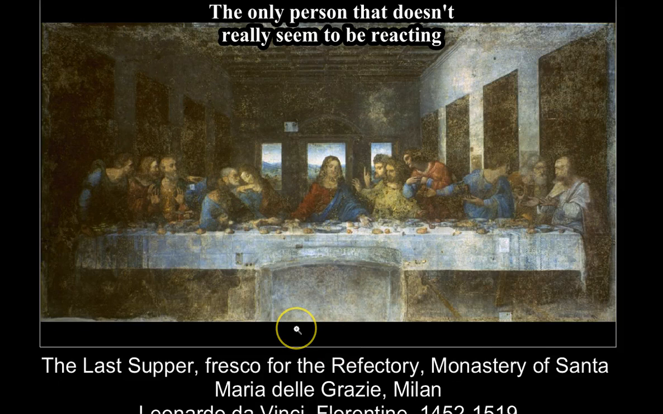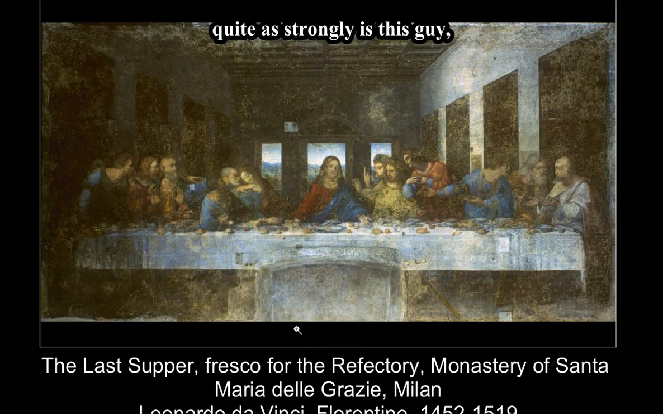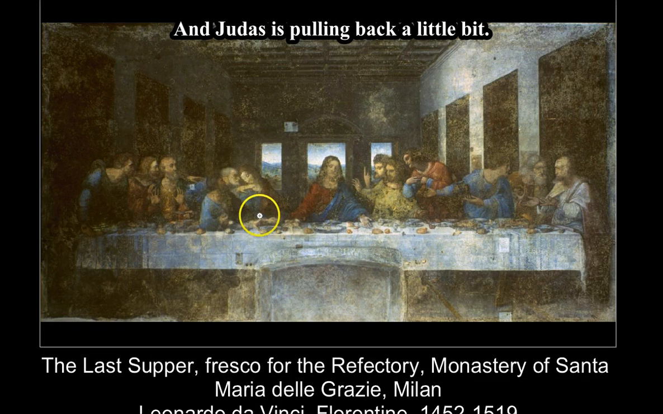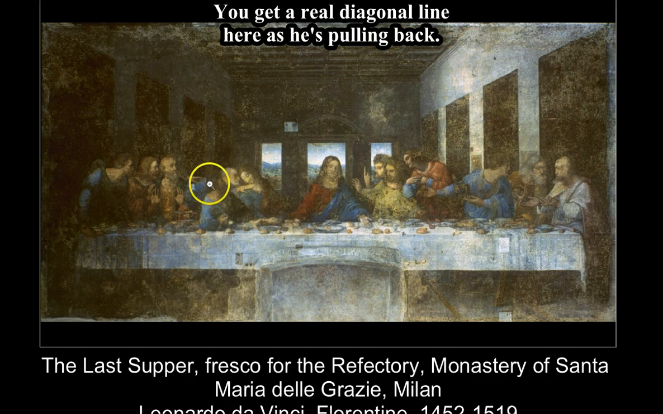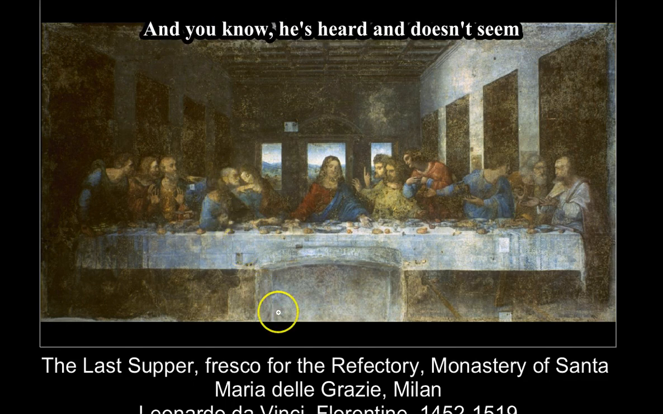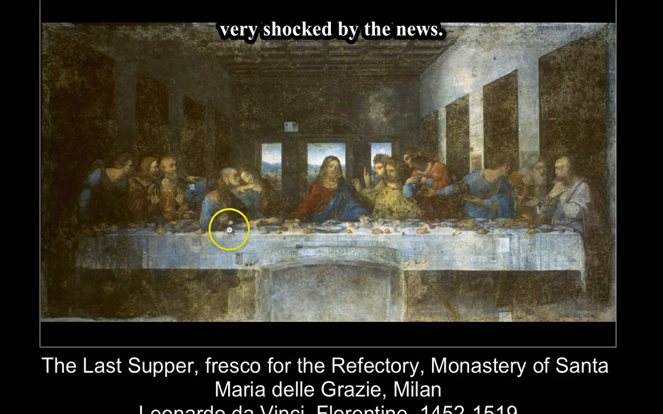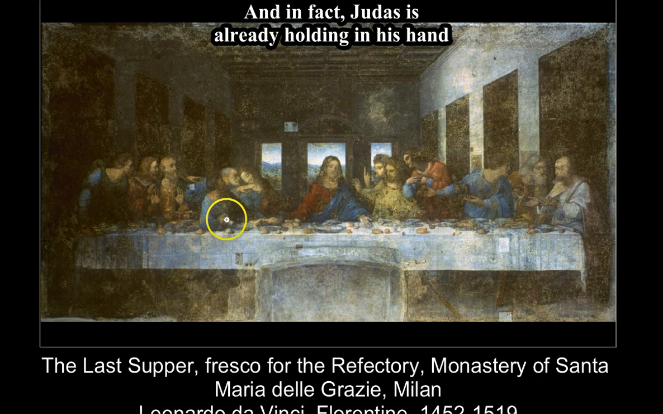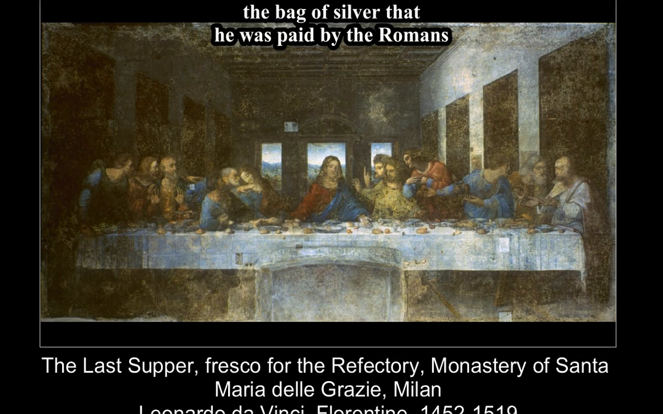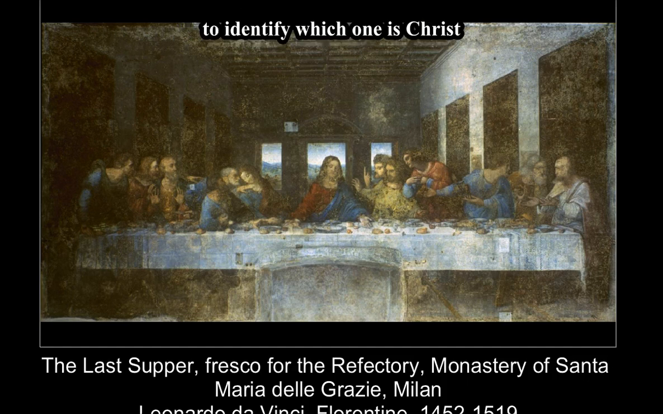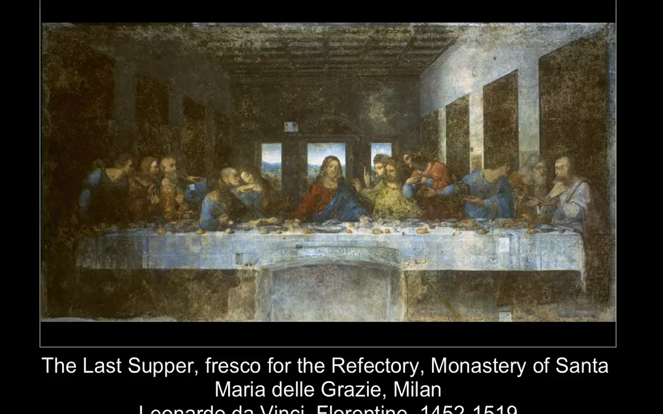The only person that doesn't really seem to be reacting quite as strongly is this guy. And this, in fact, is Judas. And Judas is pulling back a little bit. You get a real diagonal line here as he's pulling back. And he's hurt and doesn't seem very shocked by the news. And in fact, Judas is already holding in his hand the bag of silver that he was paid by the Romans to identify which one is Christ when they come to arrest him.